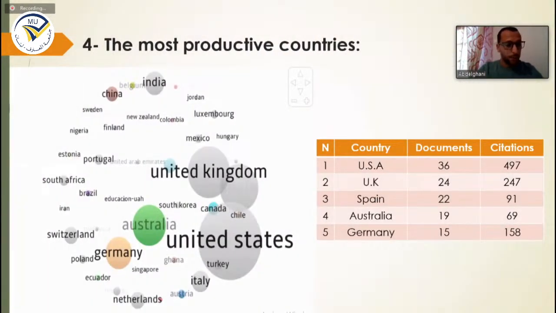Moving now to the most productive countries. The figure shows that the affiliation of research papers covers many countries around the world. By comparing the nodes in the figure, we notice that the countries are arranged according to the number of documents and their citations. The biggest nodes represent the most productive and the most cited countries.